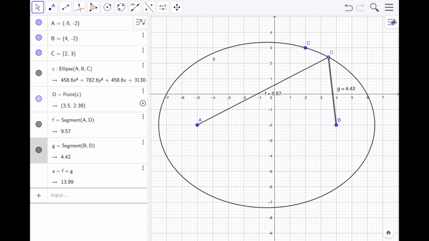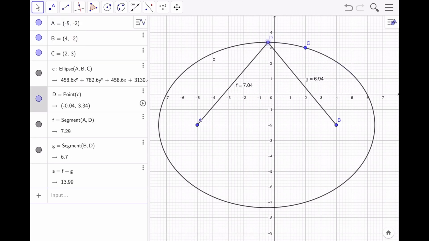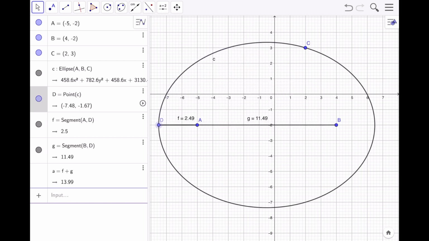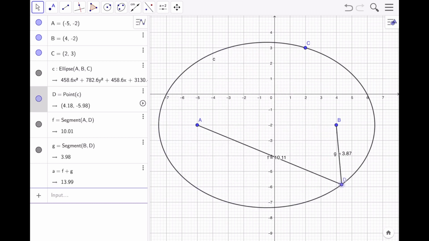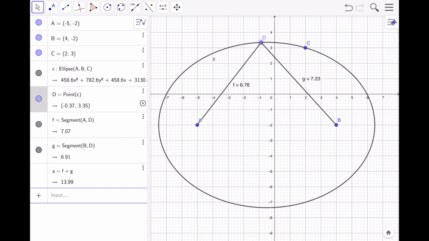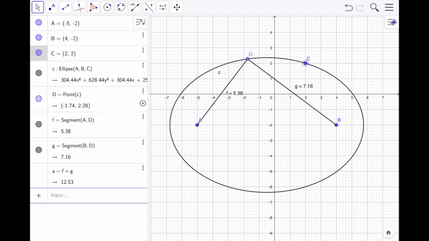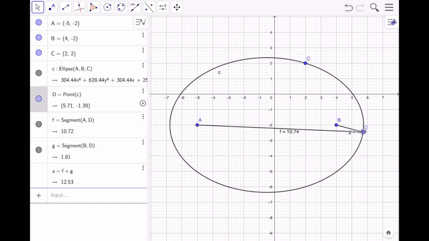And notice that as I move them around, the distance changes, but look at the total distance. When I add F and G together, notice it is 13.99. Just to show you that this is not a bug, I'm going to move C to a different point. I'm going to move it to be 2, 2. Now F and G add together to be 12.53. When I move the point around, notice what we get.